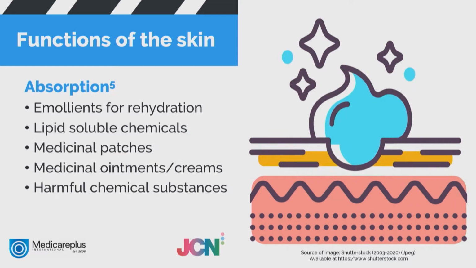It's an absorption function, so the skin is able to absorb emollients for rehydration, lipid-soluble chemicals, medicinal patches, so fentanyl, for example, for pain control. The skin will absorb medicinal ointments and creams, steroids, for example, as an anti-inflammatory. And unfortunately for us, because the skin can absorb, it can also absorb more harmful chemical substances leading to harm of the skin surface.